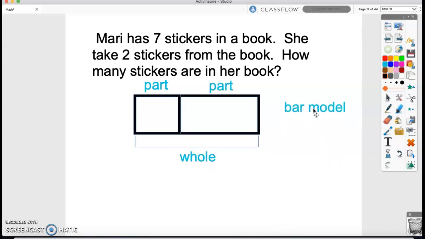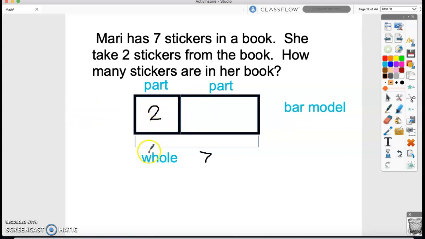So I'm going to look to see what it says. It says Mari has 7 stickers. So I know that 7 is my total, my whole. So I'm going to write that down here because she has 7. It says she takes 2 stickers from the book. So I know 2 is a part. So we're trying to figure out what the other part is.